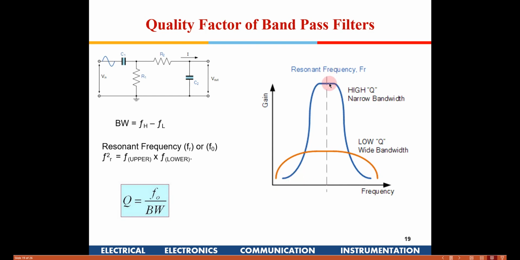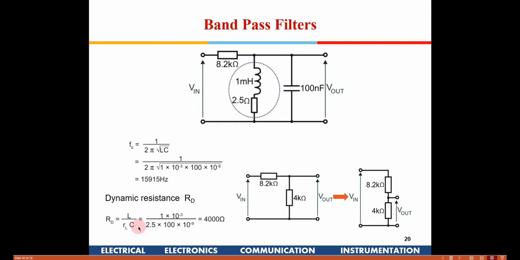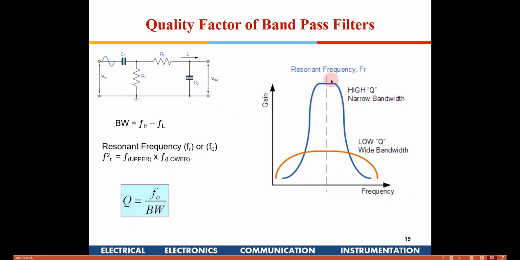So what will be that amplitude? If I have to compute that amplitude, I need to first find out RD. And how do I compute RD? It is L divided by RL C, where RL is the inductor resistance, L is the inductor value, and C is the capacitance value. So I get 400 ohms. In the pass band, this circuit will become like this, 8.2K in series with 4K. So Vout will be Vin times 4 divided by 4 plus 8.2K. This equivalent circuit is applicable only in the pass band region.